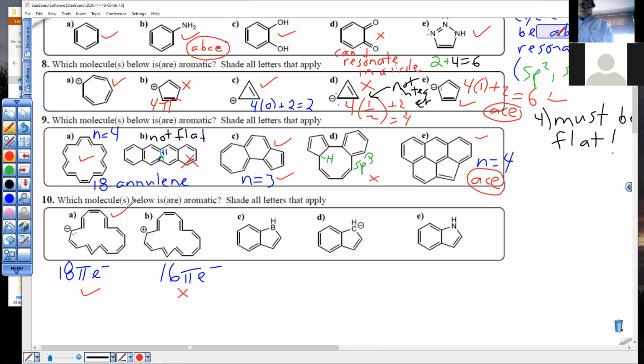Oh, I already have a check mark. 2, 4, 6, 8. And yeah, it's sp2, but you got 8 pi electrons. Boron doesn't have lone pairs. That's not its nature. Unlike nitrogen and this carbon anion, which I'm liking. C's finally taking the day off. And we've got ADE. And there you go.